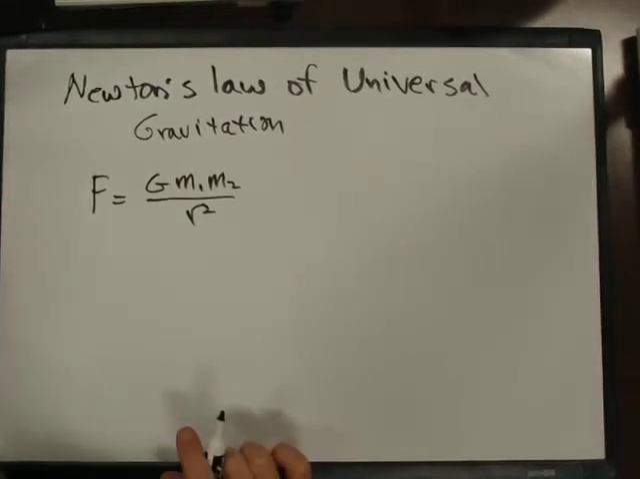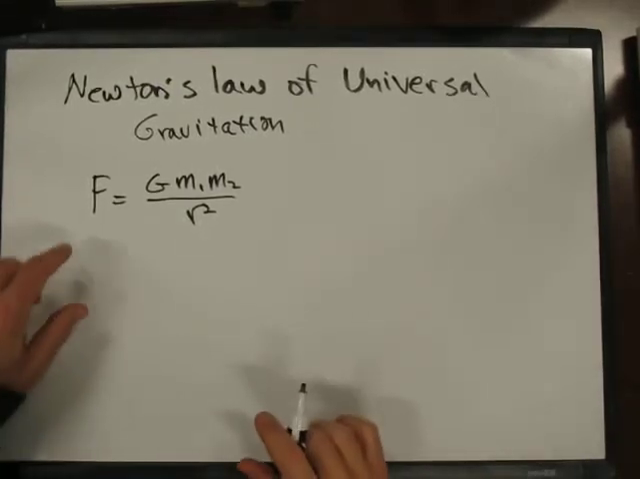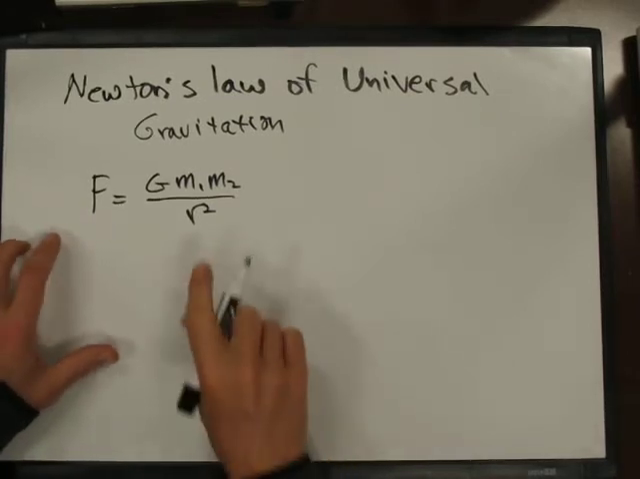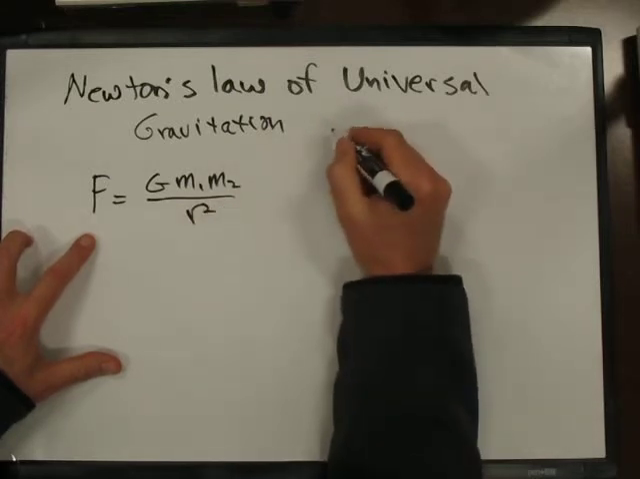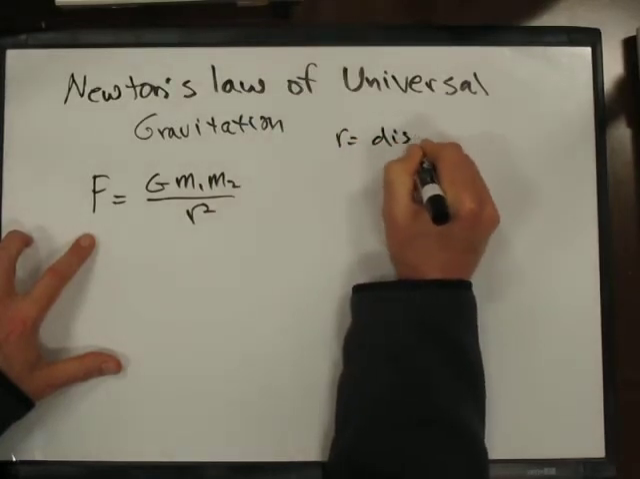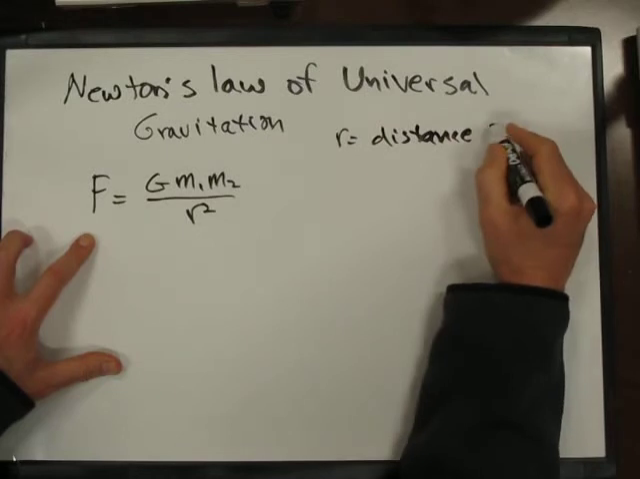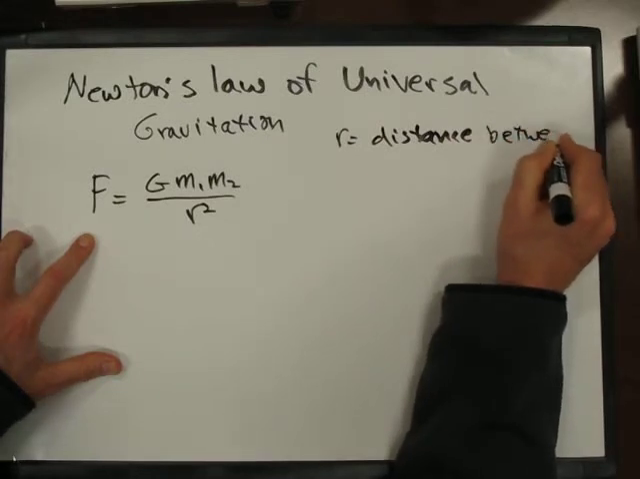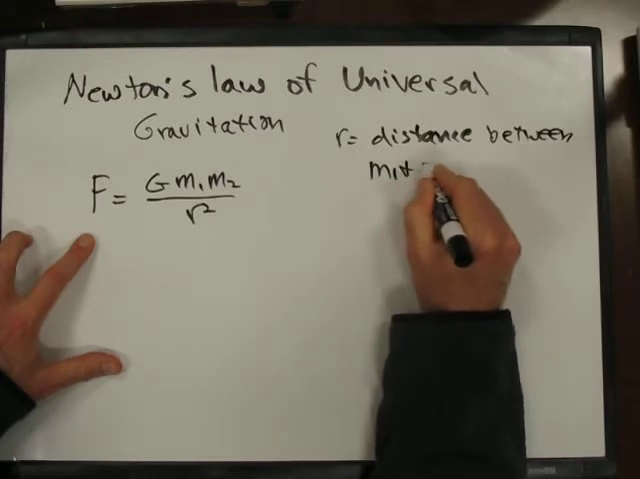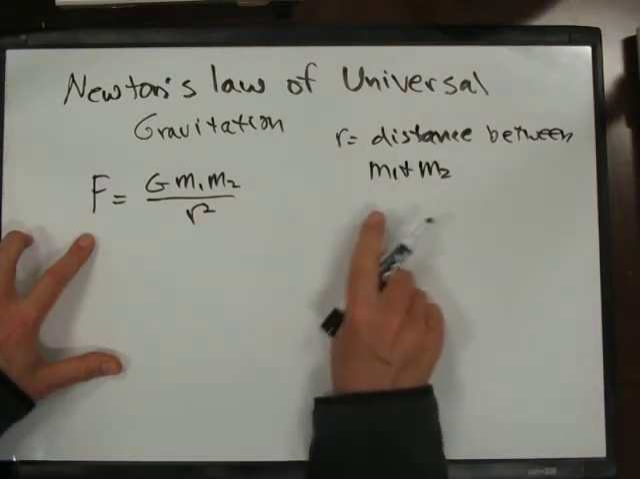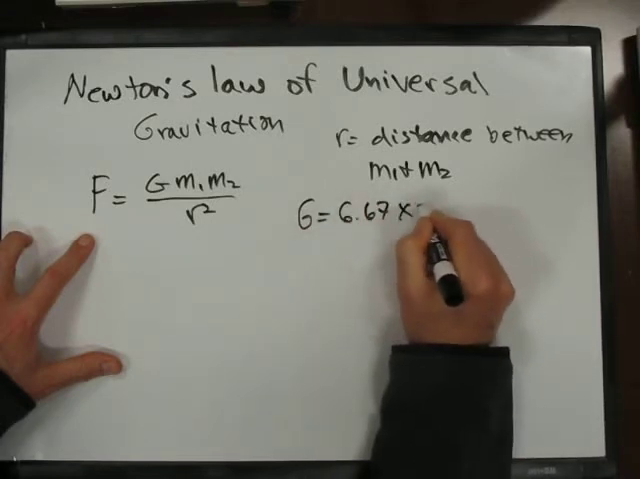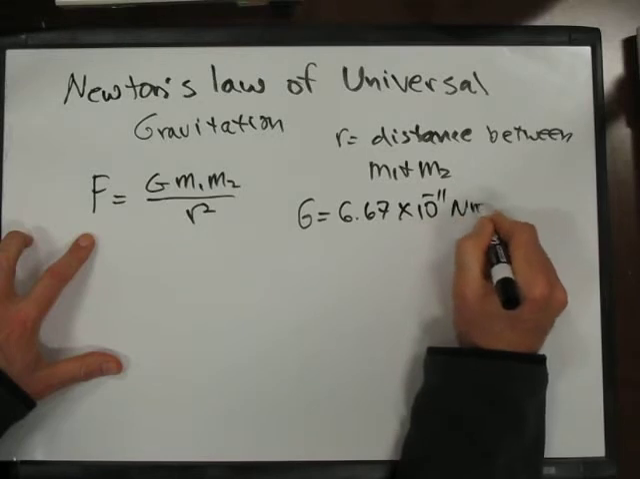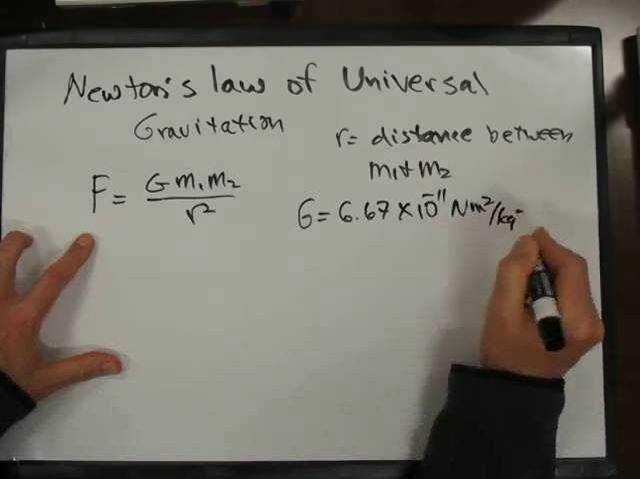So when last we spoke, we were talking about Newton's law of universal gravitation. The formula for it was written this way because Newton figured out that it depended most likely on the inverse square of the distance between the two objects. So r equals the distance between m1 and m2. M1 and M2 are the masses, and G is equal to 6.67 times 10 to the negative 11th Newton meter squared per kilogram squared.